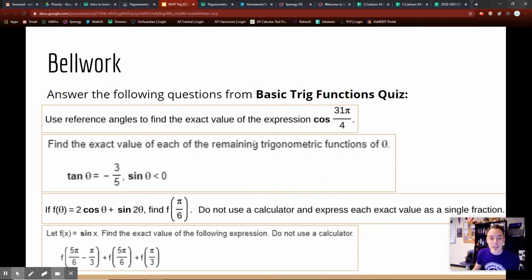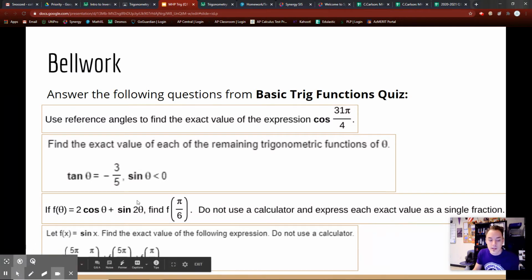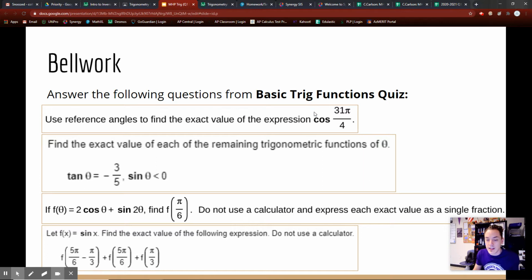Let's get started. These are the 4 questions I have for your bell work. Again, they're taken directly from the basic trig functions quiz. These are 2 regular questions, but they were on the quiz. So make sure you review these if you're regulars. If you're honors, it doesn't hurt to just go through it, and it probably does help.